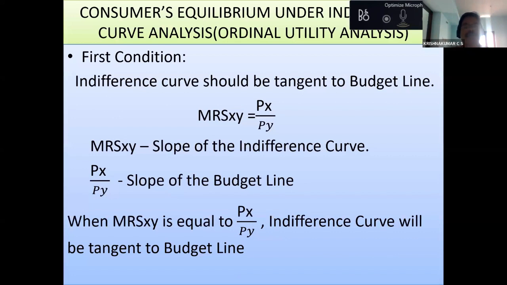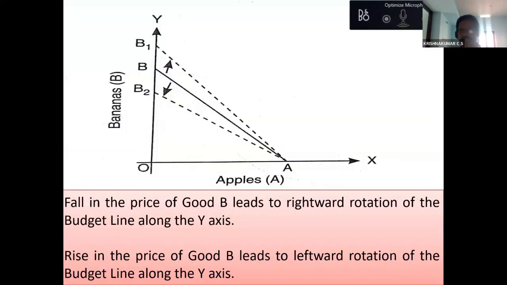Now we are coming to consumer's equilibrium under indifference curve analysis. Can you explain the first condition? Anybody? In indifference curve analysis, first condition for consumer's equilibrium. Any one of you? Can you just explain? When is a consumer in equilibrium under indifference curve analysis? Anybody?